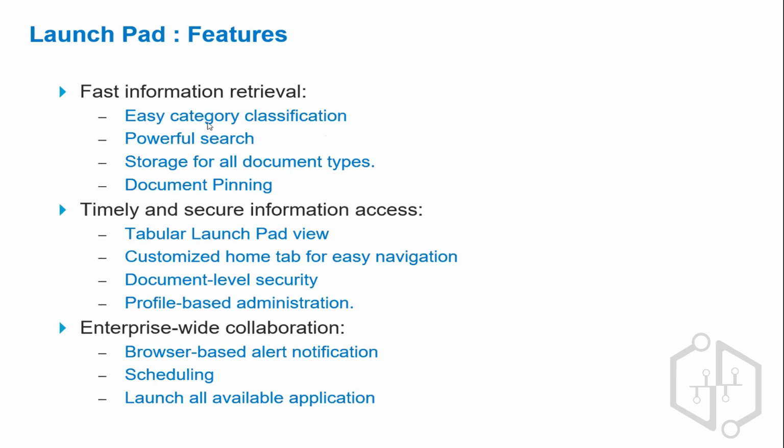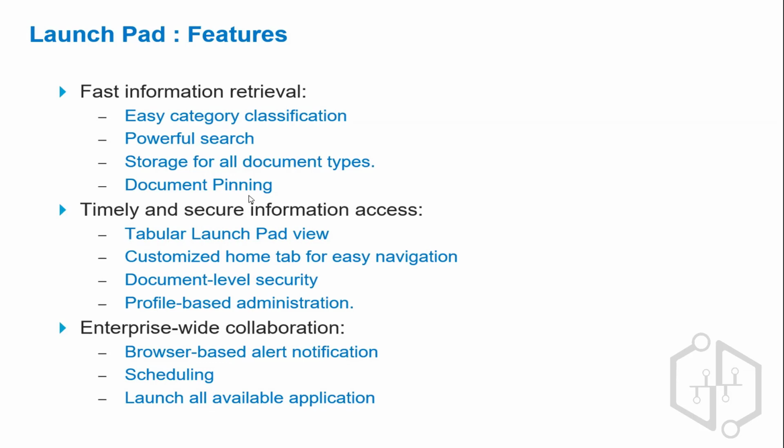Fast information retrieval, easy category classification. So we will create some folders, and under those folders we will put reports. We create categories to understand it better. There is a powerful search option. If we know the report name, we can search by entering it, and it will show us the possible reports. It is also storage for all document types, like Excel, Web Intelligence reports, PDFs, or dashboards. So it can store all document types.